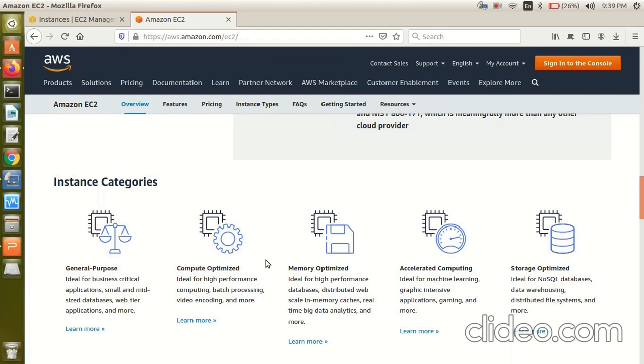Memory optimized. Memory optimized instance type is used for any application that needs memory intensive processes, such as real-time big data analytics or running Hadoop or Spark. It is ideal for high performance databases, distributed web scale, in-memory caches, and so on.